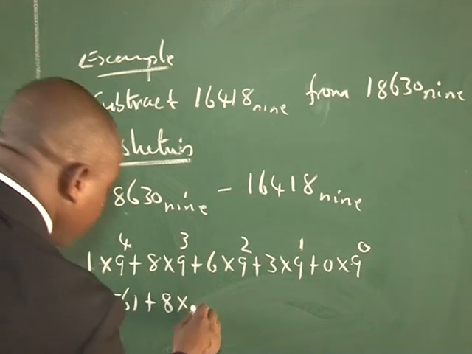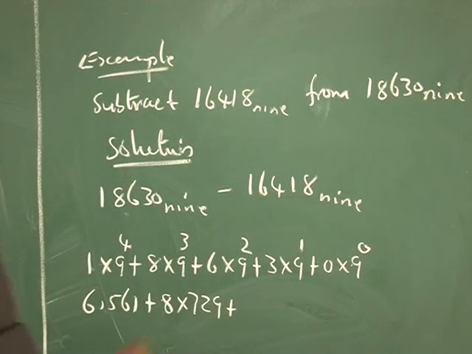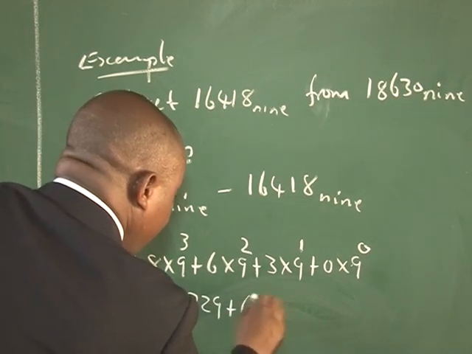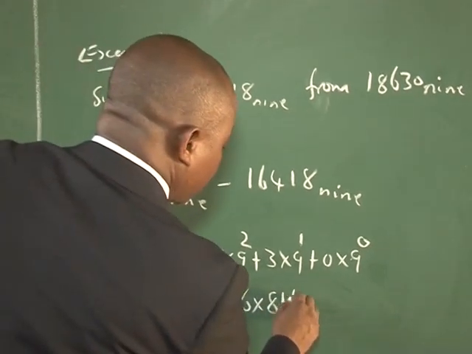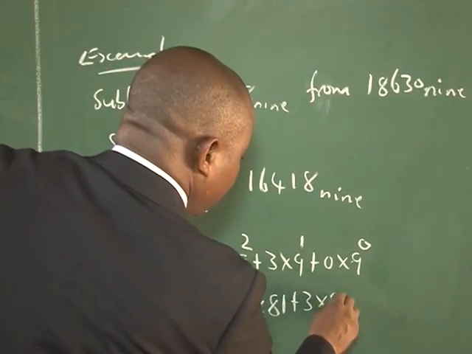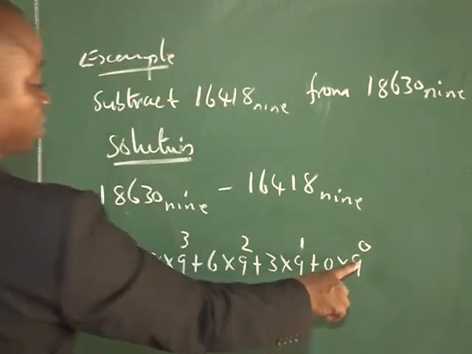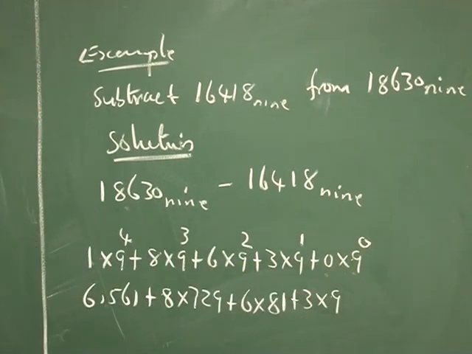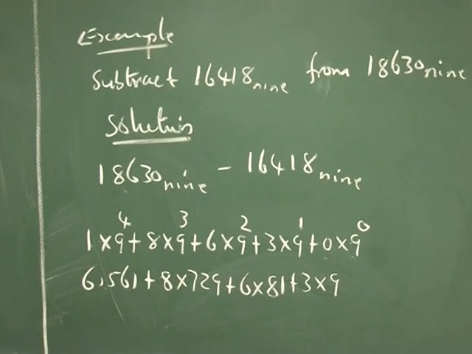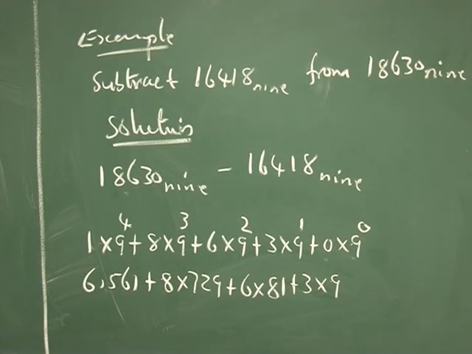And that gives us 729 plus 6 times 9 raised to 2, which is 81, that is 9 square, plus 3 times 9, and plus 0 times 9 raised to 0, which is 1. 1 times 0 is 0. Then we are going to add them up to have 6561.